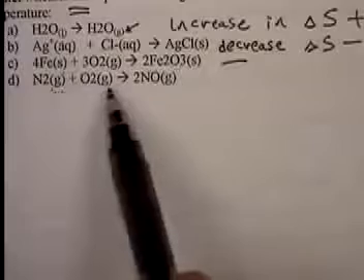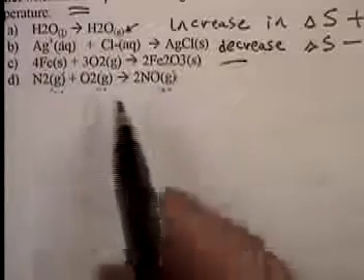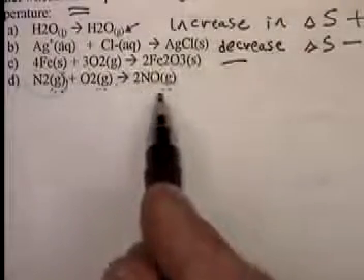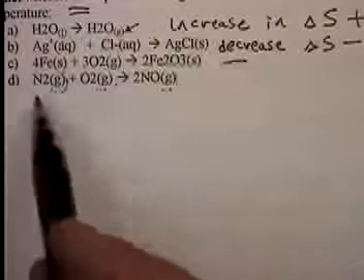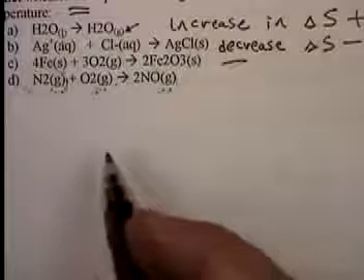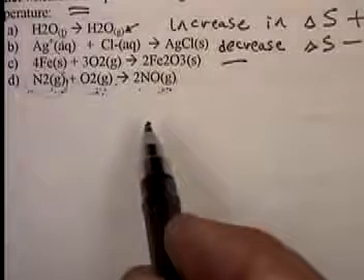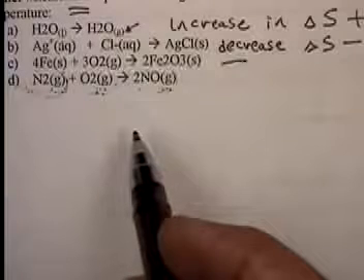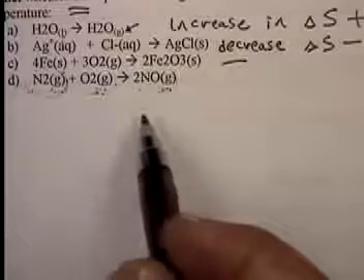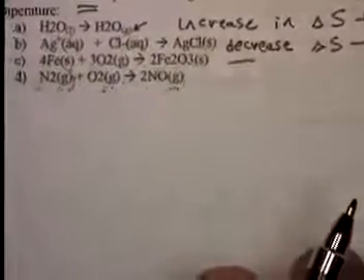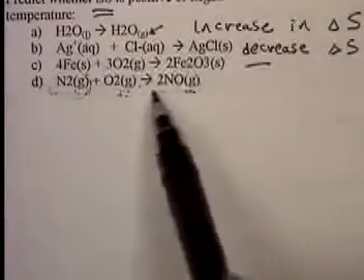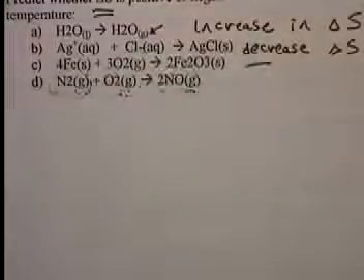Lastly, we have N2 gas and O2 gas going to NO gas. And if you look at this just from a gaseous standpoint, we have 1 mole of gas here, 1 mole of gas here, and 2 moles of gas here. So 2 moles on this side and 2 moles on this side. So the entropy change is going to have to be small because we have the same number of moles of gas on both sides. The sign of delta S is impossible to predict based on our discussion thus far, but we can predict that delta S will be fairly close to 0 in this case. There won't be a whole lot of change because we're going from 2 moles of gas to 2 moles of gas on this side of the equation. A good one to discuss.